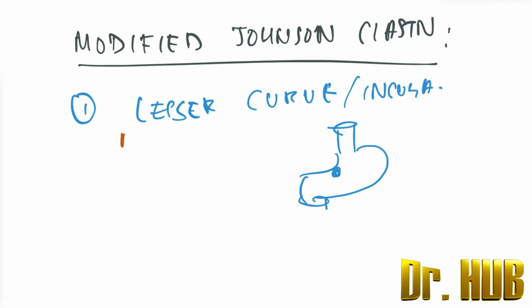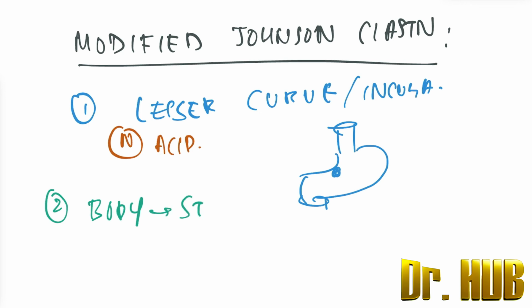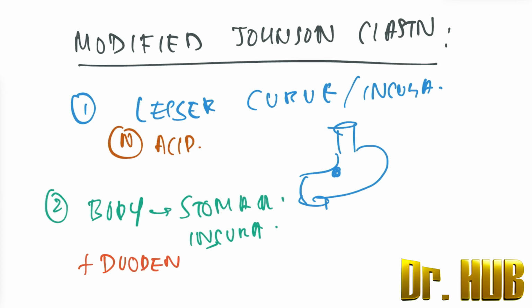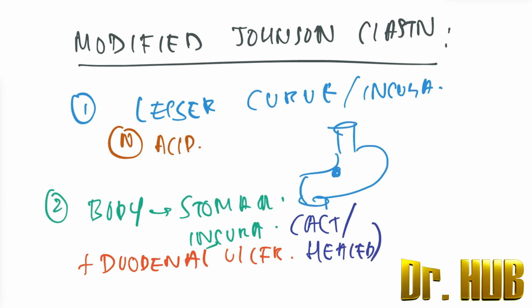Here there is normal acid secretion. The second one is the body of the stomach, incisura, and the duodenal ulcer. So it will be in the body of the stomach, next is the incisura, as well as the duodenal ulcer. It is active or healed, and this results in increased acid secretion.